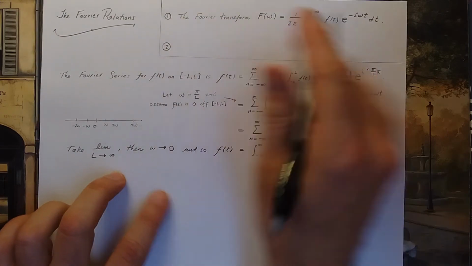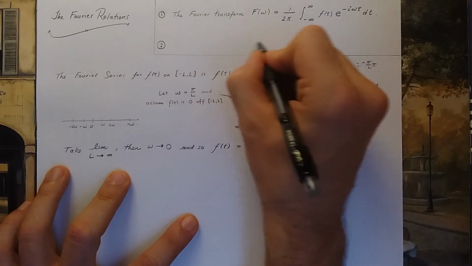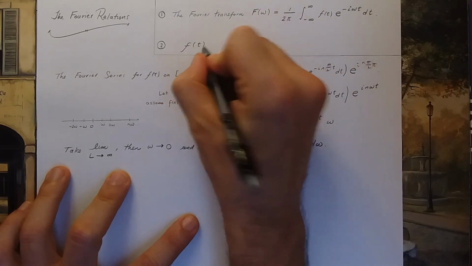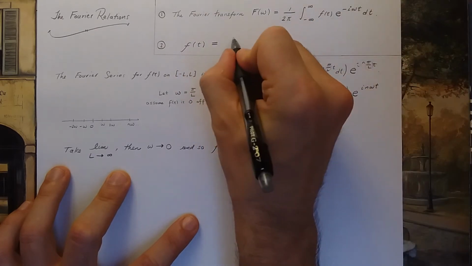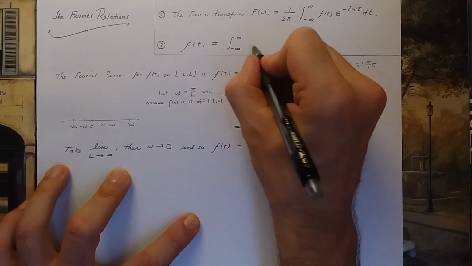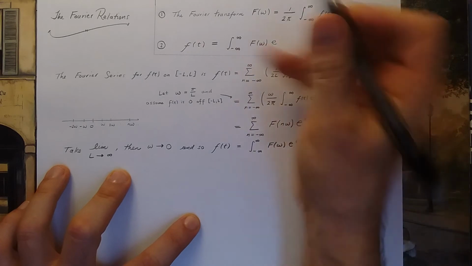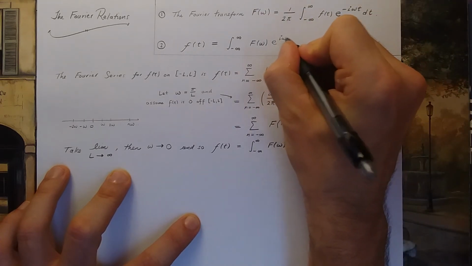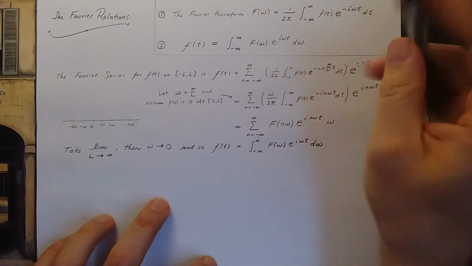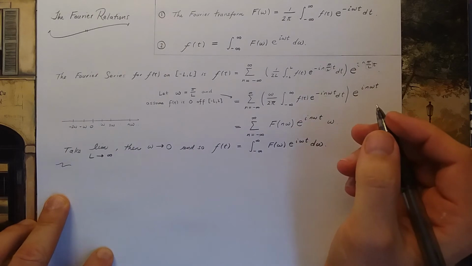So I'm going to put it in my box here. This was what I was working towards. So the relation is f of t is equal to the integral from negative infinity to infinity of the Fourier transform f of omega times e to the I omega t d omega. So these two combine, that's the Fourier relations.